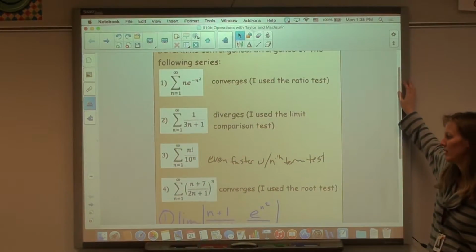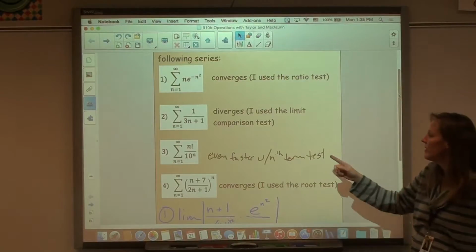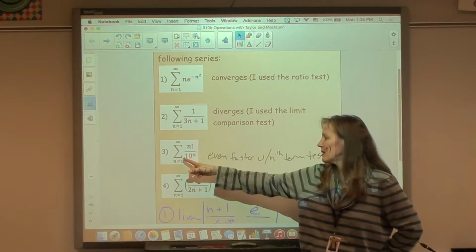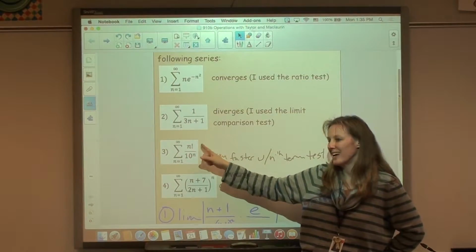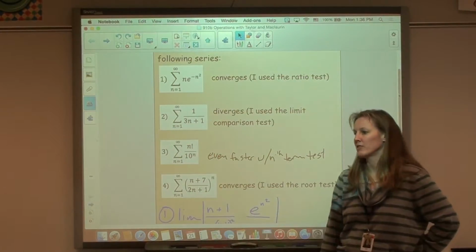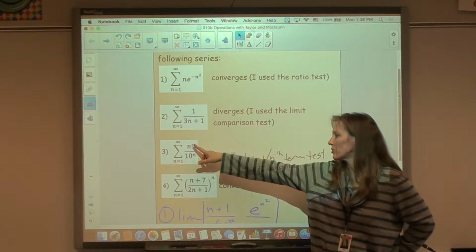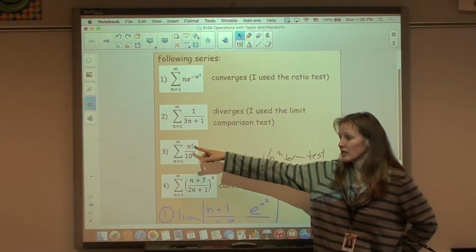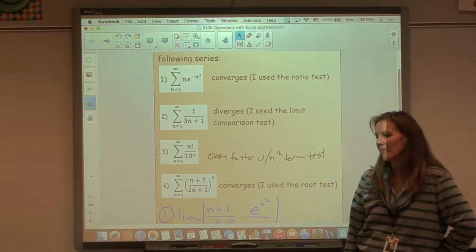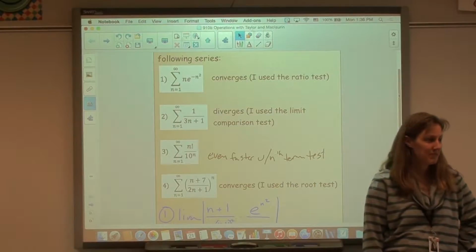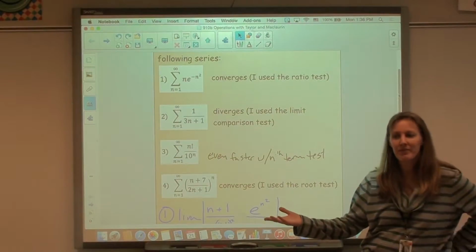Can you go over the rule for the nth term test? Yeah, the nth term test says that if the limit as n approaches infinity of the argument is not 0, it automatically diverges. And we know from comparative growth rates that factorials grow faster than exponentials, so this guy's going to infinity. Which is not 0. I got it. Good. Any other questions?